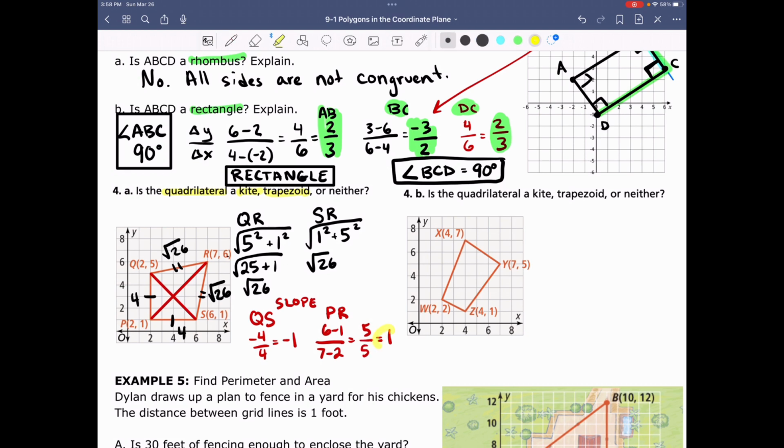Are 1 and negative 1 negative reciprocals? If I flip 1, do I get 1? Yes, so they are negative reciprocals. Just going to abbreviate that. Negative reciprocals, so perpendicular.